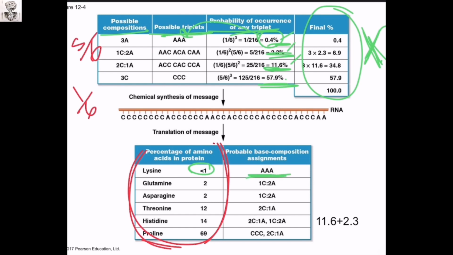Let's take histidine, for example. The percentage was 14. Wait a second, let me erase this. Oh, okay, I made things worse. So let me erase this in here. If we took 2.3 and 11.6 and added them together, we are going to have 14. So histidine might be 2 cytosine and 1 adenine, with all these compositions, or it might be 1 cytosine and 2 adenine, which is all these compositions. We don't know which one of these, but we just know that it's one of them.